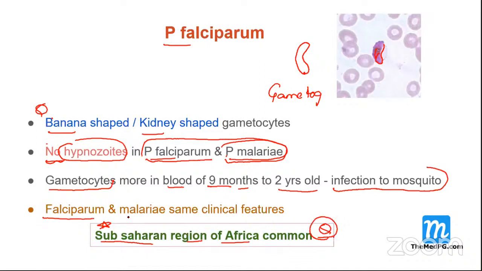And the clinical features of falciparum and malariae are almost all similar. Which is more virulent, students? Falciparum or malariae? It is falciparum. Excellent.